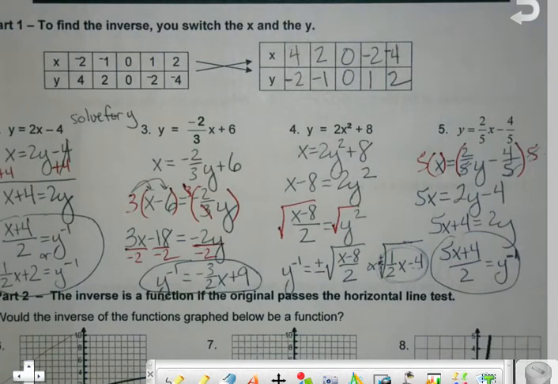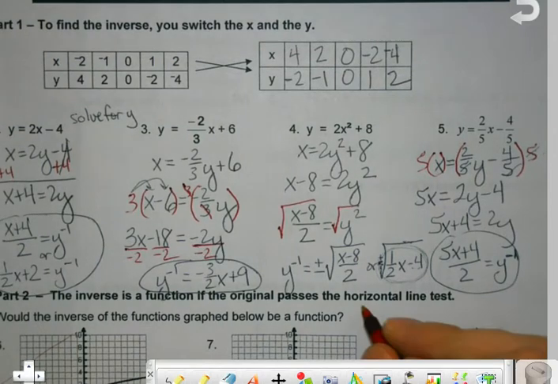So whenever we're trying to find that inverse, again, just switch x and y, solve for y, just like we would with any equation we've done so far, and we're ready to go. Now, part two. Inverse is a function if the original passes the horizontal line test.